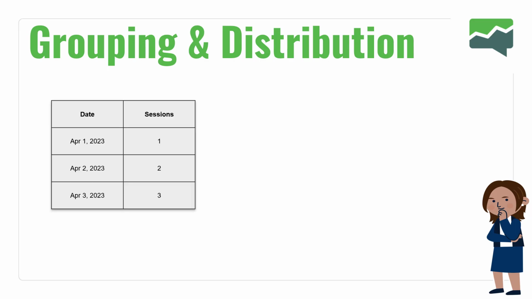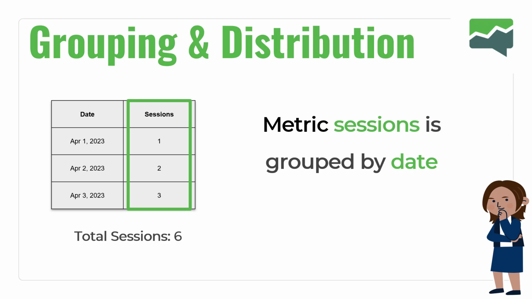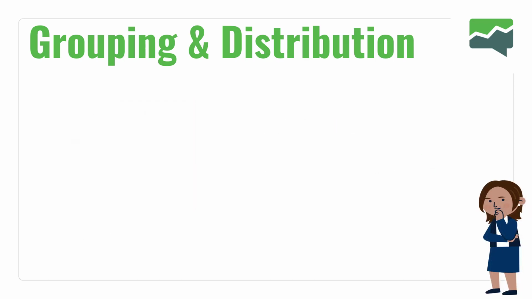Okay, so we have a table here, and it has date and sessions. Our metric sessions, if you add them up, you have 6, right? 1 plus 2 plus 3 is 6. The metric sessions is grouped by date. Now, let's take a pause for a second.